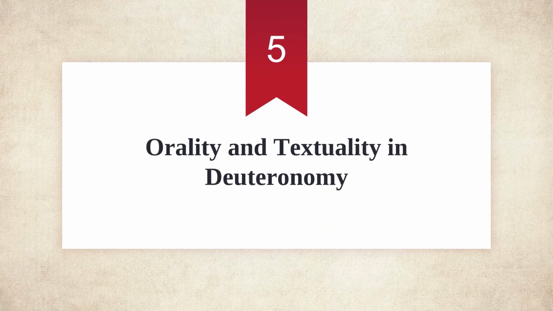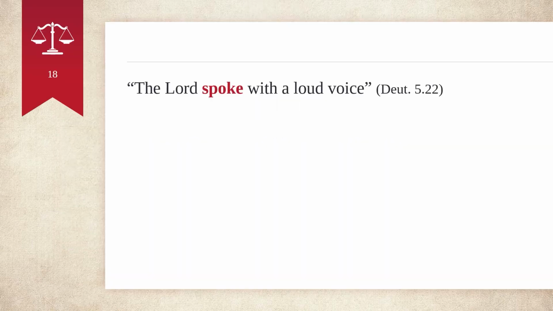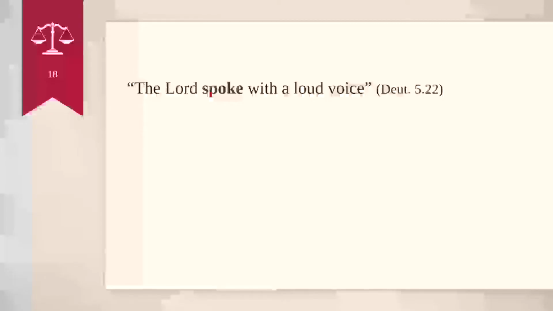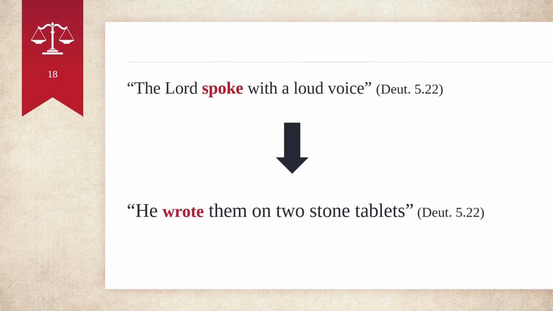So let's check out how these two are embedded together in the Deuteronomy texts. If you read closely, a pattern reveals itself. Speech and writing are mentioned in a specific order in all three passages. In chapter 5, verse 22 starts with, "The Lord spoke with a loud voice." Later on, the Lord wrote the laws. We have this progression from speech to writing.